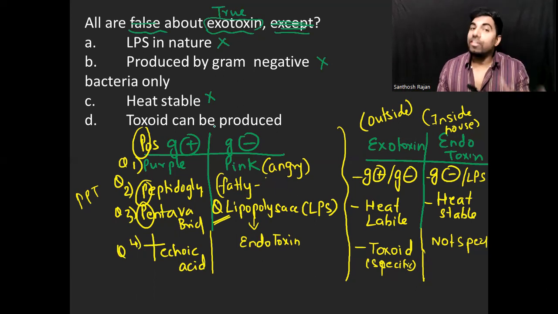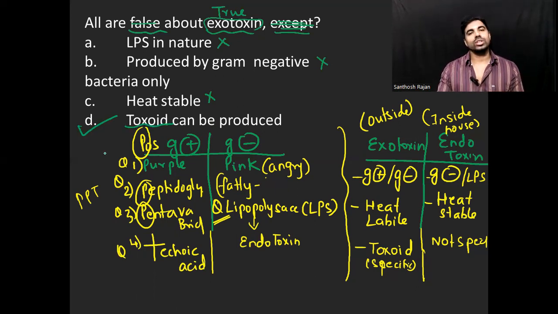Toxoid can be produced? Of course. Extrovert people are good people. They are nice people. So, they are helping people. So, toxoid, they are specific toxoid. Your answer is correct. Toxoid can be produced. Got it. That's all. Very simple and easy. So, have you got it, guys?